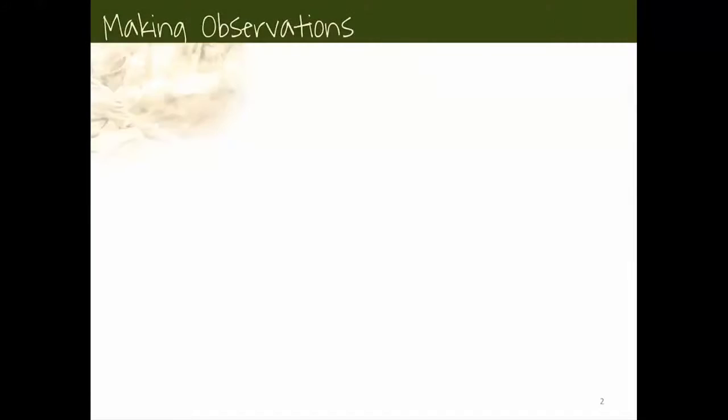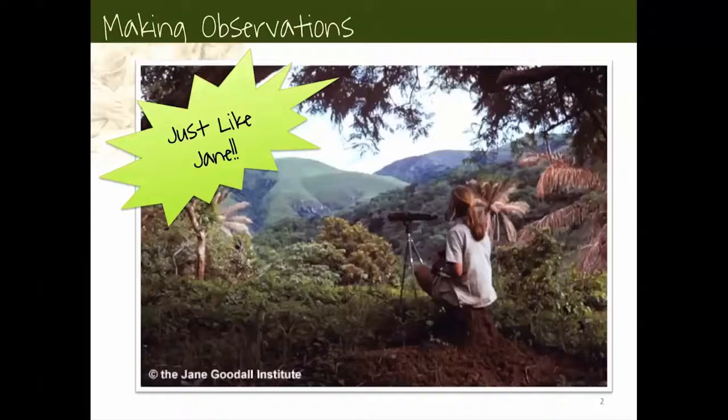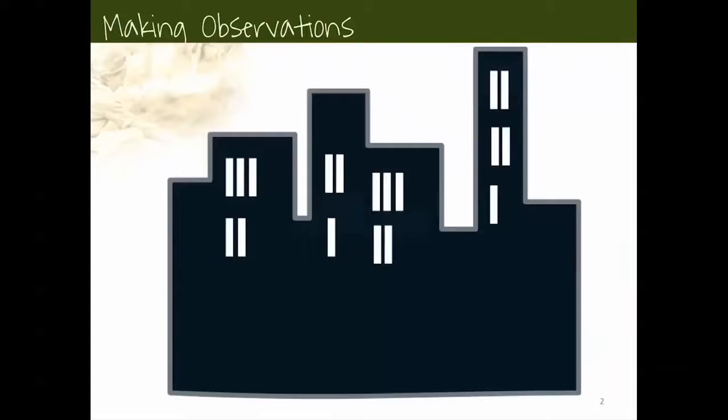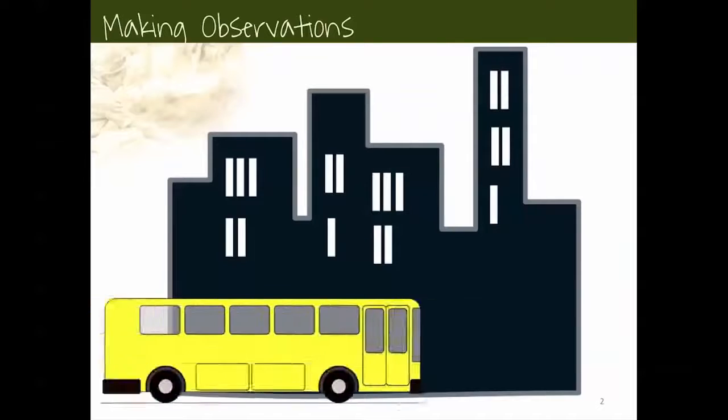The first step to mapping the community is observation. Before you start to physically map, you want to spend some time observing your community. There are a number of ways to do this, but we suggest asking students to observe their surroundings on their way to and from school.